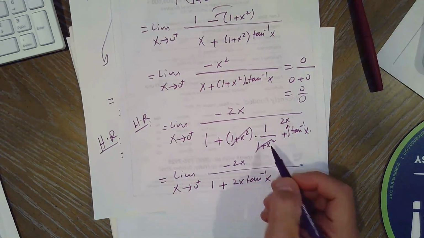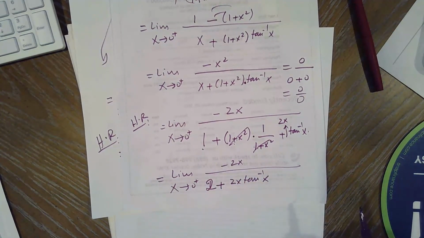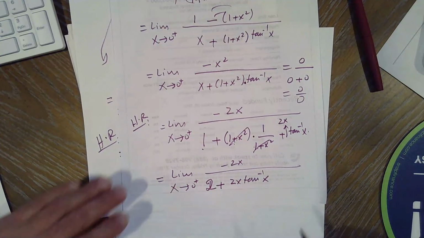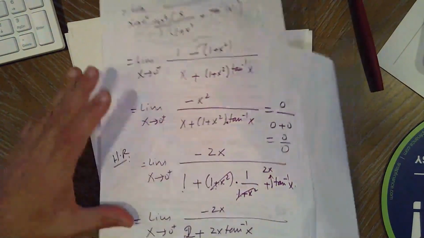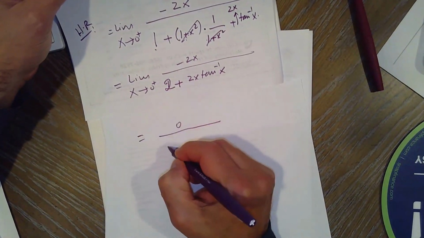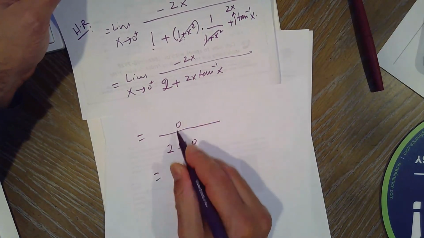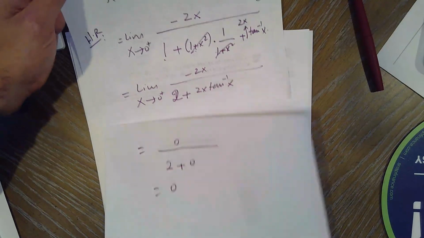It's 2. 1 plus 1 is 2. Sorry, there should be a 2 there. All right, that's a 1 and that's a 1, 2. Okay, so now if we put the value of the limit in, what do we get? We get negative 2 times 0 is 0, over 2 plus 2 times 0 times 0 is 0. Wow, good for us. 0 over 2 is 0, and that's the answer.